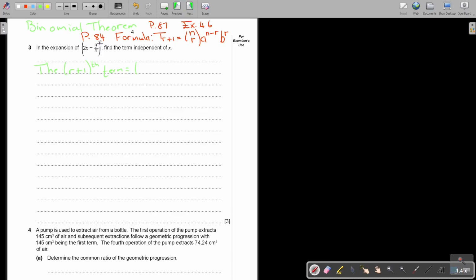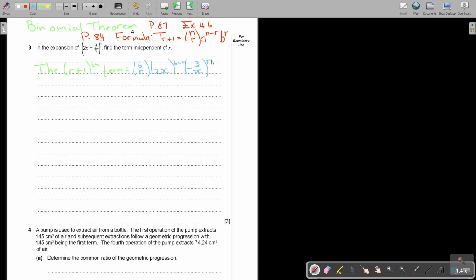Because there's a 6, it's 6r, do you see there? I just want to change to blue. It's going to be 6r, then 2x, that first term, to the power n minus r. Now what is n? It's 6, so it's 6 minus r. And then the second term, don't forget to grab that sign. So it's negative 3 over x, and that is to the power of r.